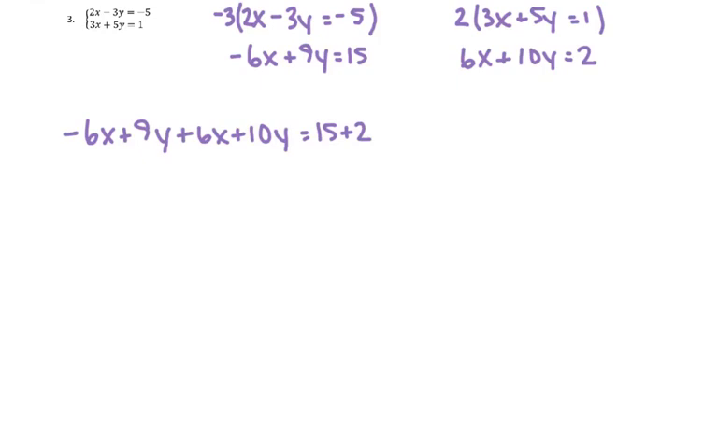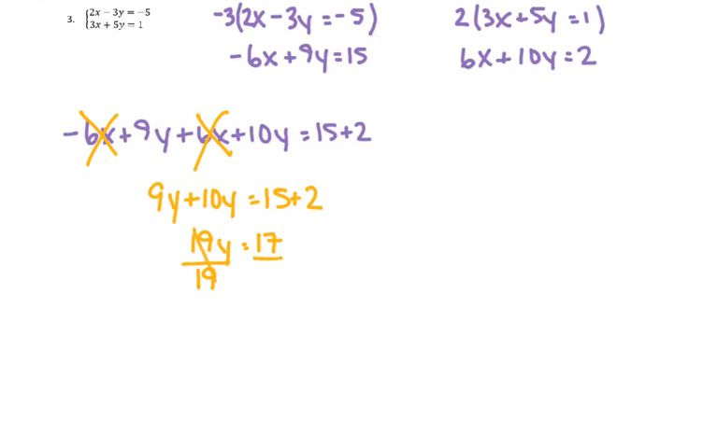So I can go ahead and eliminate my x variable because it's a -6 plus a +6. So I'm left with 9y plus 10y equals 15 plus 2. And 9y plus 10y will give me 19y, and 15 plus 2 is 17. So I'm going to divide both sides of my equation by 19, and I'm left with y equals 17 over 19 with no hope of reducing that any further.